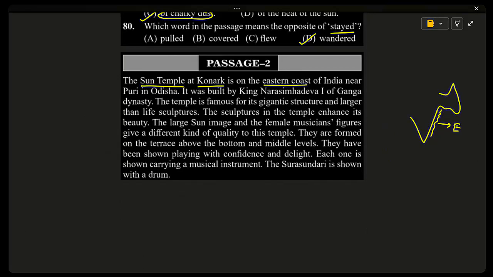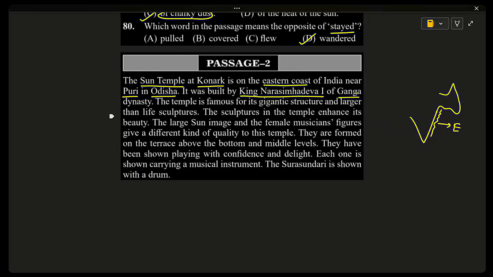Of India, near Puri. Puri is also a city in Odisha, so Konark is nearby Puri. It was built by King Narasimha Deva I. So who built that? King Narasimha Deva I of the Ganga dynasty. He belonged to the Ganga dynasty. This topic we have already discussed in famous temples in India, GK.